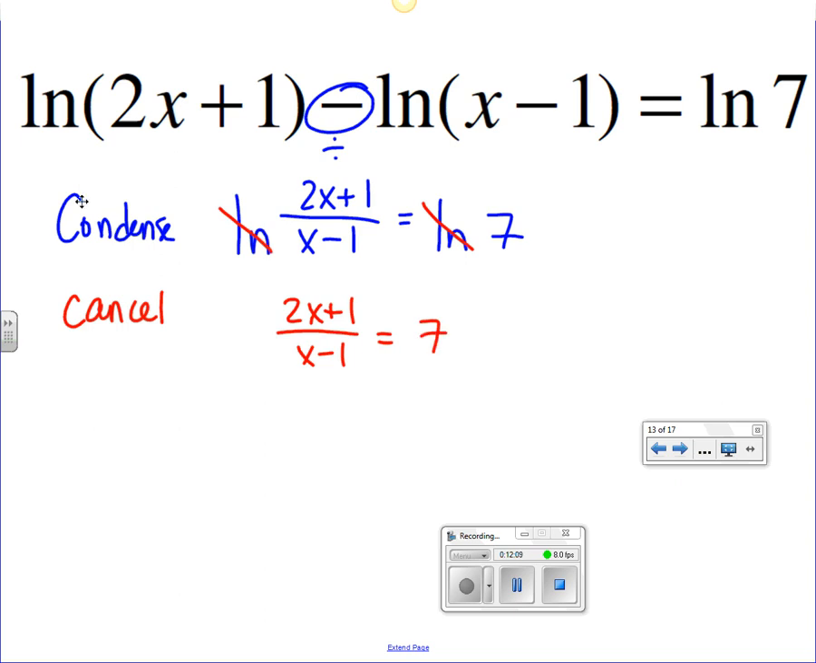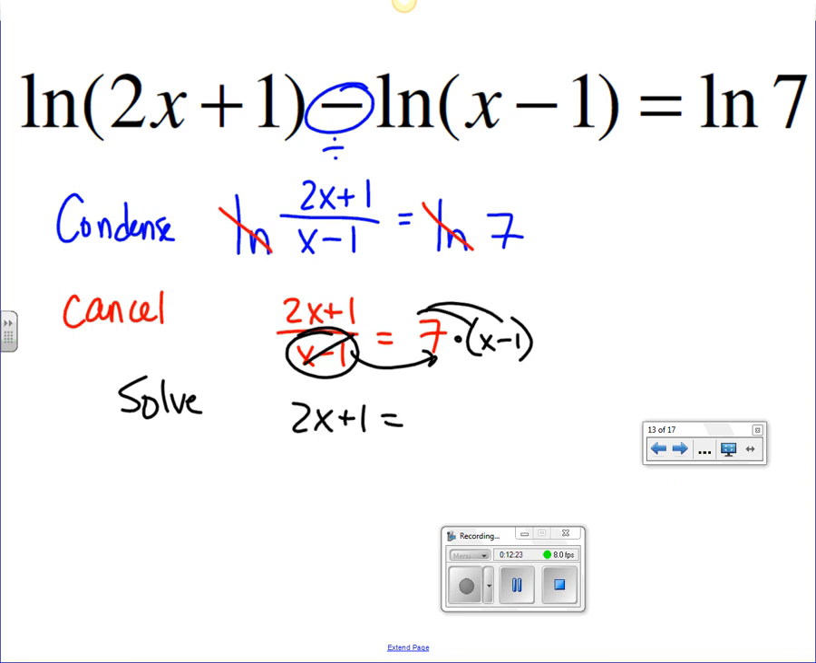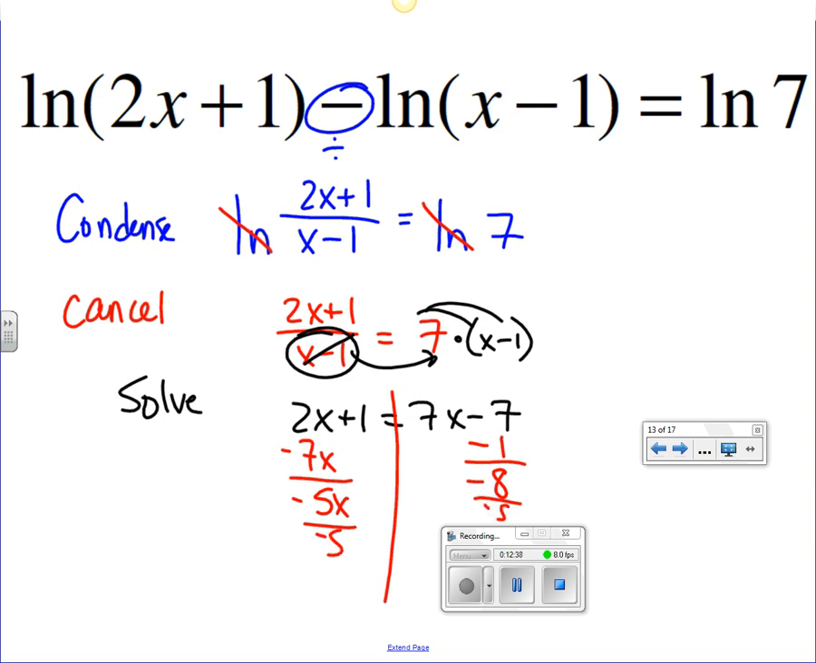All right, so how are we going to solve this for x? Let's get this out of the bottom and multiply it. So that leaves us with 2x + 1 equals 7x - 7. You have to be careful and remember to distribute. And then we're going to combine like terms. So we'll minus 7x and minus 1 gives me negative 8 over there, negative 5x here, divide by negative 5, and x equals 8 over 5.